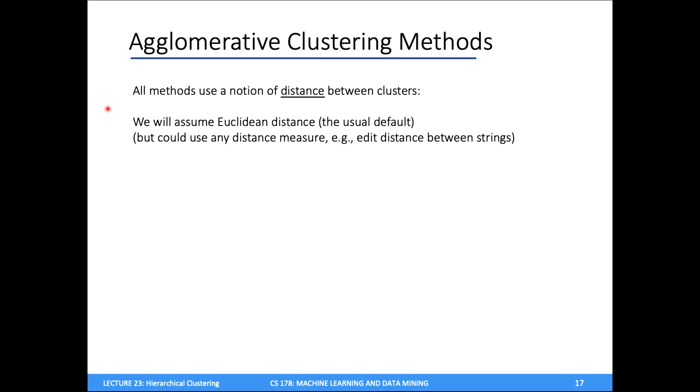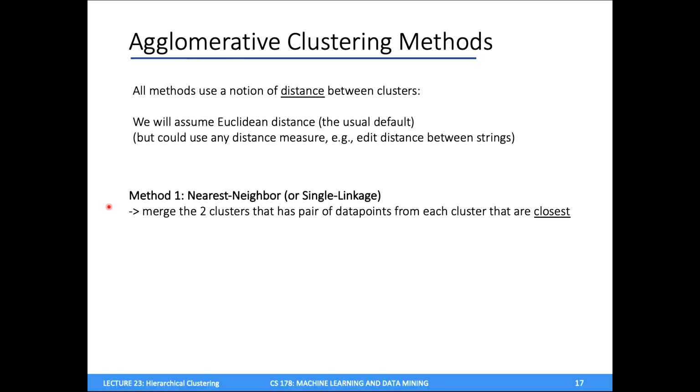Okay, to do agglomerative clustering, we're going to need a notion of a distance between clusters. So far in the class, we've seen lots of distances between individual data points. And so we're going to need to generalize these in order to define a distance between clusters of data points. Throughout, we're going to use the Euclidean distance as our distance measure between individual data points. But we could use other distance metrics here if we want to.